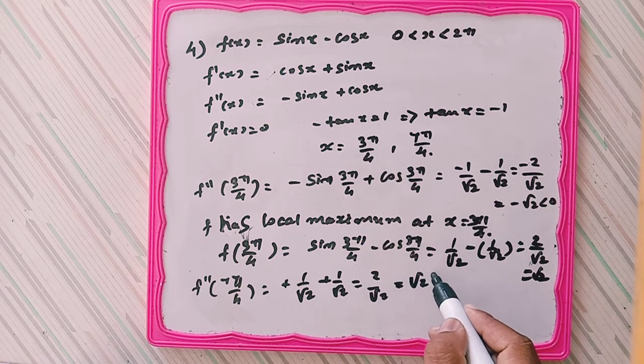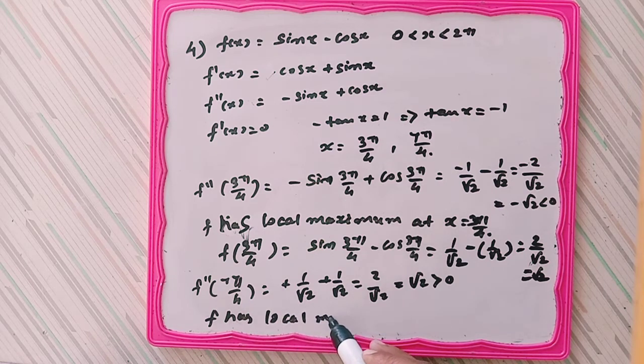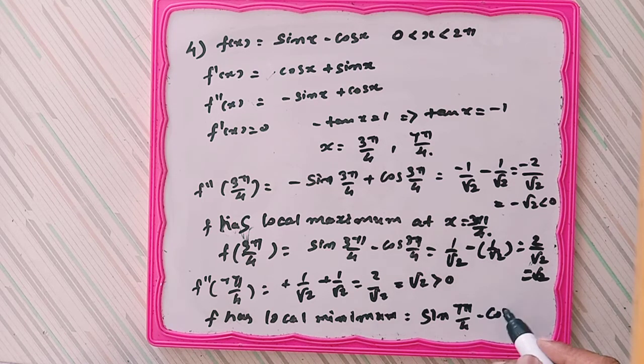is root 2, greater than 0, and so f has a local minimum, and the local minimum value will be sin 7 pi by 4 minus cos 7 pi by 4. So it is minus 1 by root 2 and minus 1 by root 2, so minus 2 by root 2, which is minus root 2.